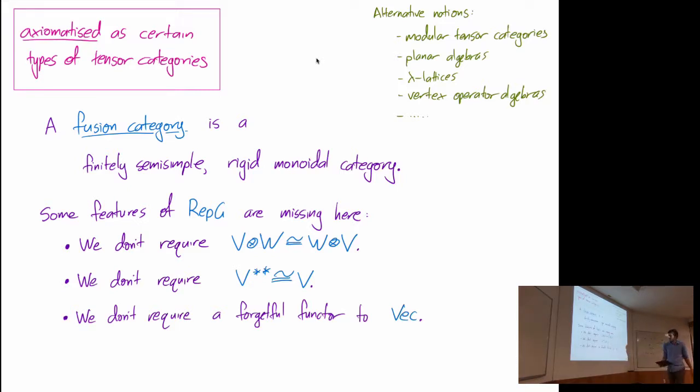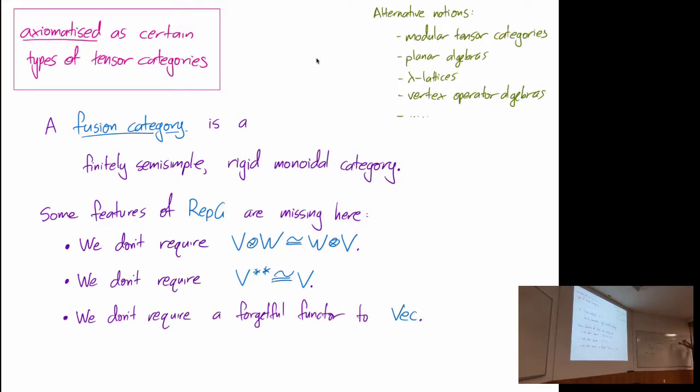What's the role of the meeting of the two or not? Let me spell this out. So for every object V, we have V dual, and then we have a map called evaluation, which takes us from V dual tensor V back down to the tensor unit. And we have coev, maybe with a subscript V, which goes from the tensor unit up the other way around, to V tensor V dual.